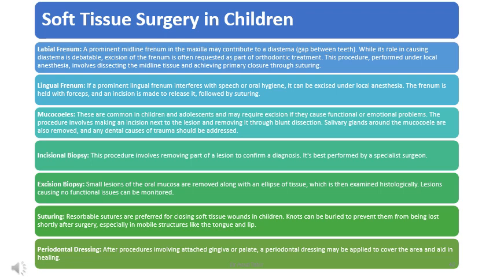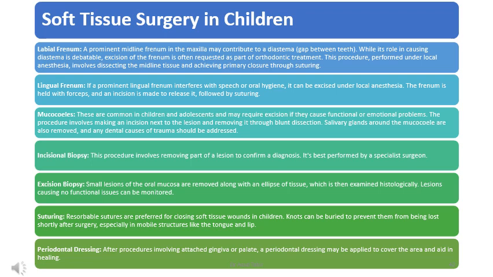Lingual frenum. If a prominent lingual frenum interferes with speech or hygiene, it can be excised under local anesthesia. The frenum is held with forceps, and an incision is made to release it, followed by suturing. Mucocoeles. These are common in children and adolescents and may require excision if they cause functional or emotional problems. The procedure involves making an incision to the lesion and removing it through blunt dissection. Salivary glands around the mucocoele are also removed, and any dental causes of trauma should be addressed.